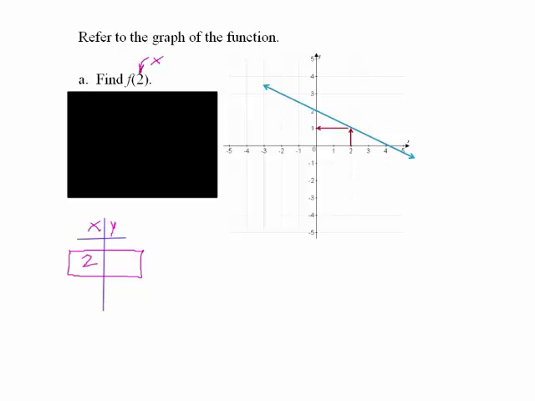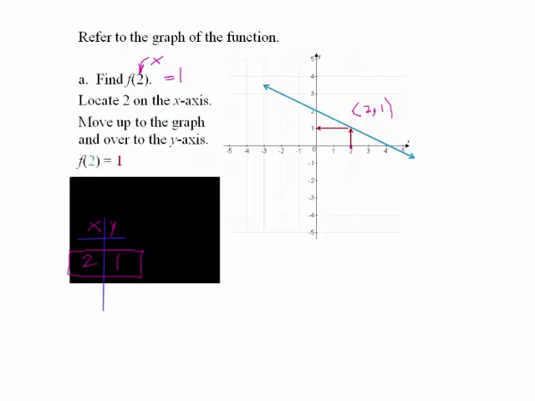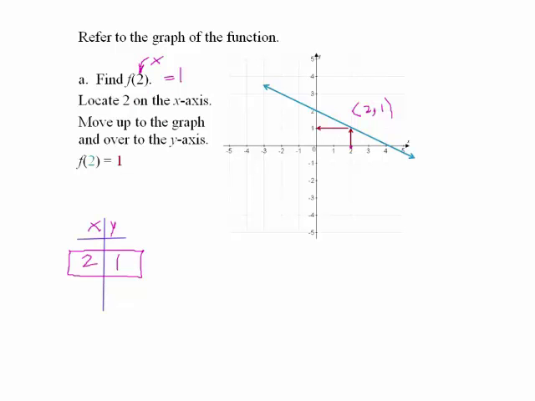If x is equal to 2, what is y? I don't have the equation, but I can look at the graph. If x is equal to 2, what is y? 1. So what you do is locate 2 on the x-axis, move up to the graph, and over to the y-axis, and bingo. F of 2 is equal to 1.